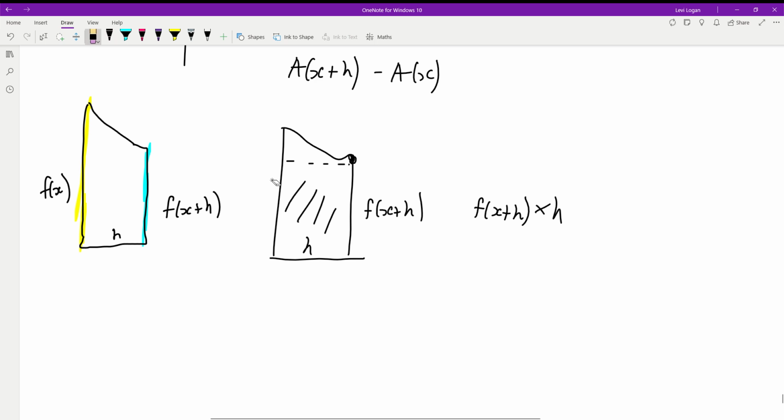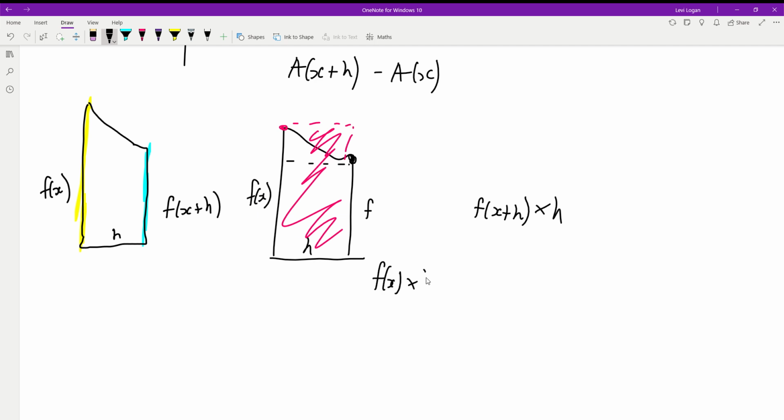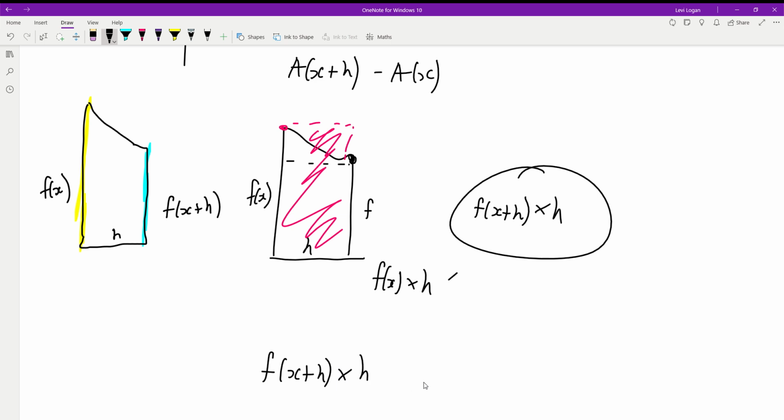Now I can also work out the area up until this point here, which would be a bit more, wouldn't it? So this whole area would be f of x times h. Now this area is less than the exact. So we can say f of x plus h times h is less than or equal to A of x plus h minus A of x. And we know that this red region is greater, so the exact region is less than or equal to f of x times h.